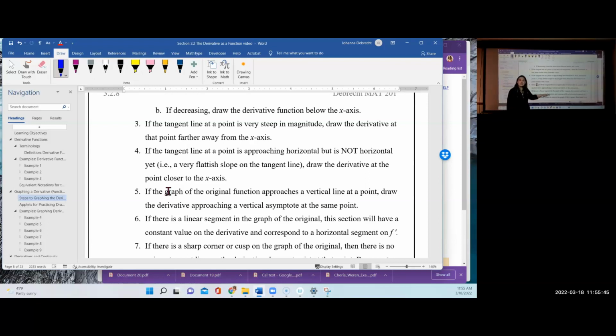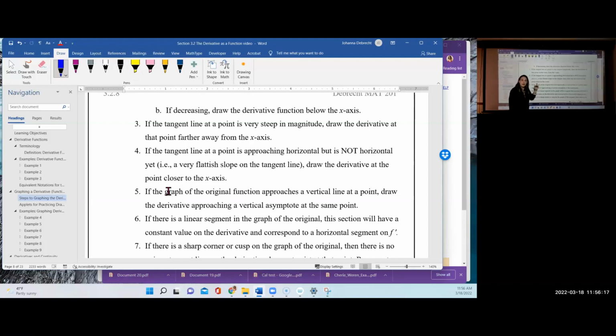What if there's a true linear line segment in the graph of the function? Now, we've not had one of these yet. We have not seen an example that has an absolutely straight line section of the graph. But if we do, remember that because it's a straight line section, the slope is constant on that linear segment. If it's constant, then the graph of the derivative function will have a constant value over that interval.